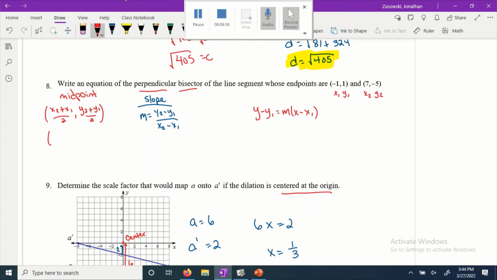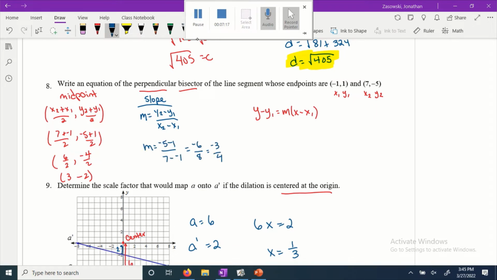So it's 7 plus negative 1 over 2. And then y2 is negative 5 plus 1 over 2. So this is going to be 6 over 2, which is 3. And then negative 4 over 2, which is negative 2. So there's our point. Our slope, we're going to go ahead and plug in.